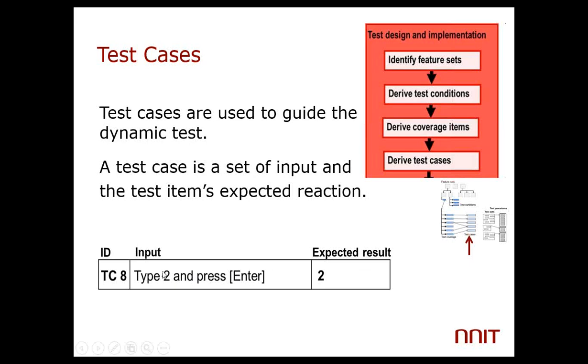So if we're going back to the example before and we say, okay, I want to test what happens if a member earns 2 points, it doesn't match with this example, but then you have to go back to your test basis, not the code, and find out what the expected result is. So this is a test case in its purest form.